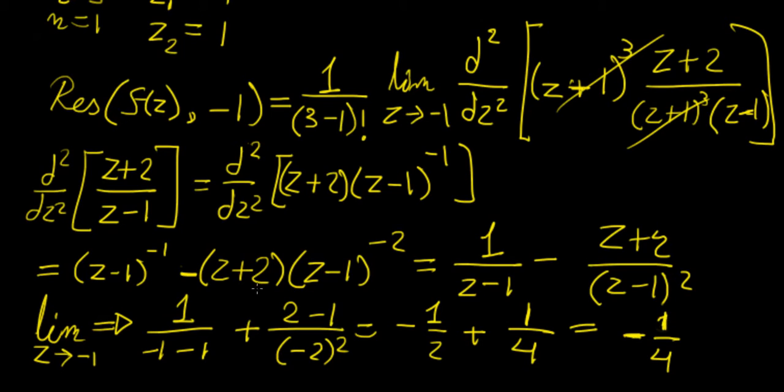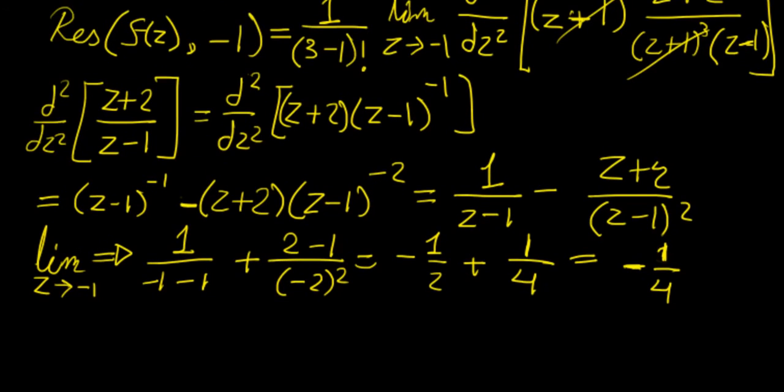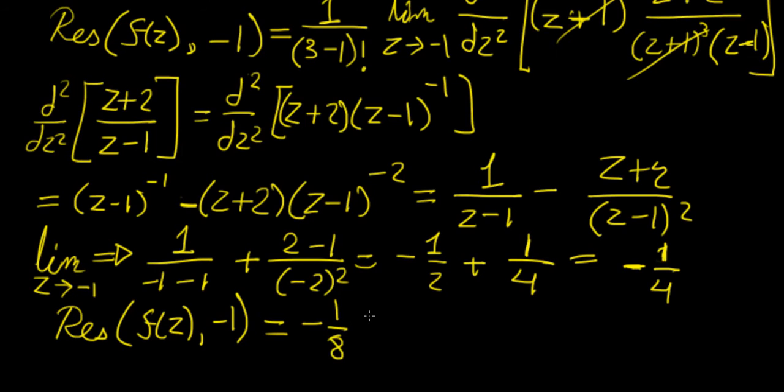Now, obviously we need to multiply this by this quantity here. So that's going to be 1 over 3 minus 1. So 2 factorial is just 2, so we're going to multiply the denominator by 2. So the residue in the end is going to be equal to minus 1 over 8. So that's the residue for this pole.